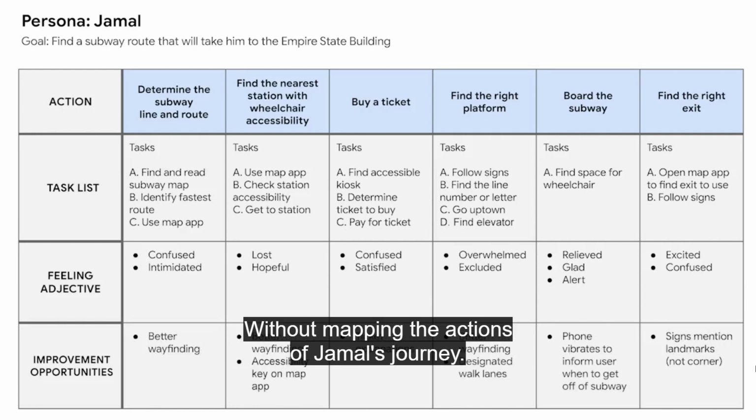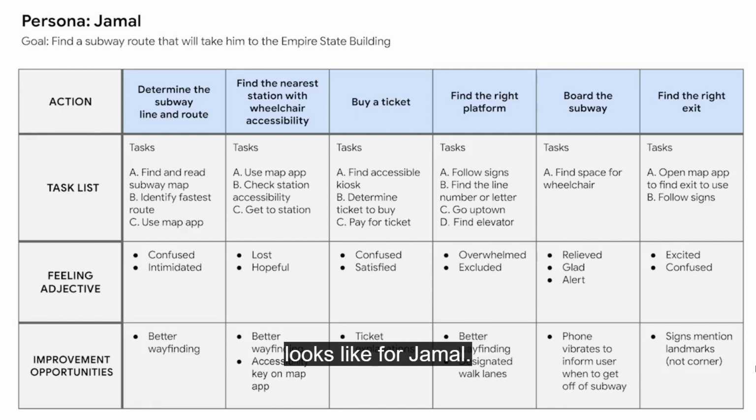Without mapping the actions of Jamal's journey, it might never have occurred to us to add an accessibility key to the map to help users with wheelchairs navigate the subway stations more easily. Here's what a completed user journey map looks like for Jamal.